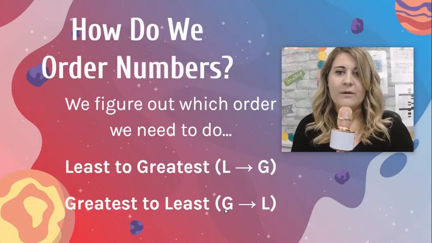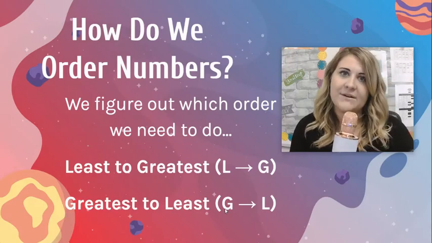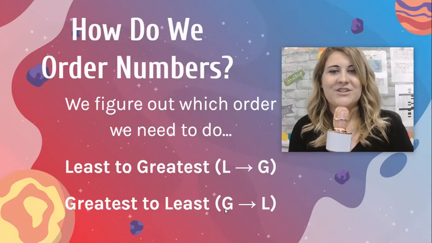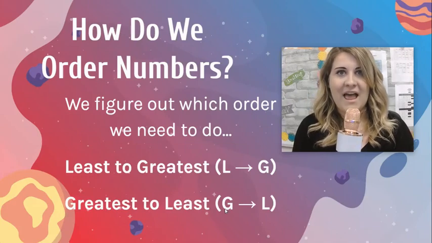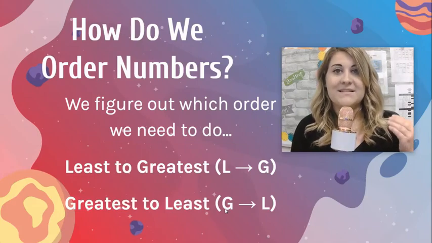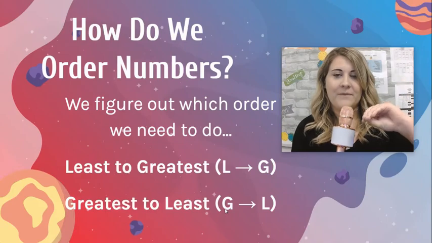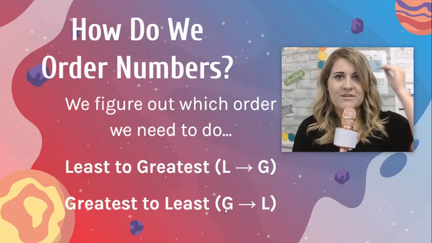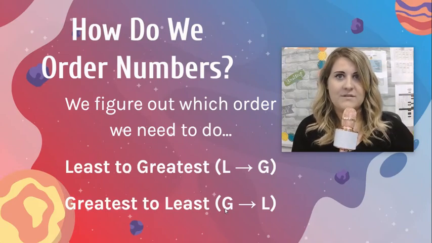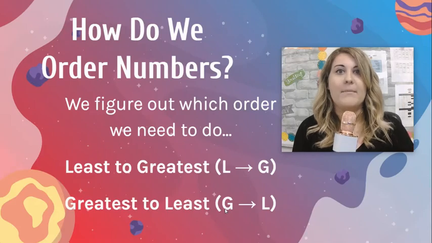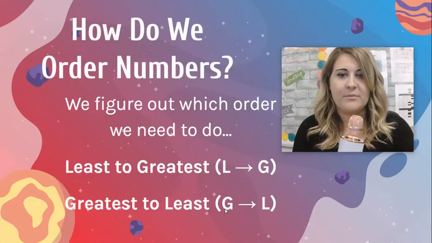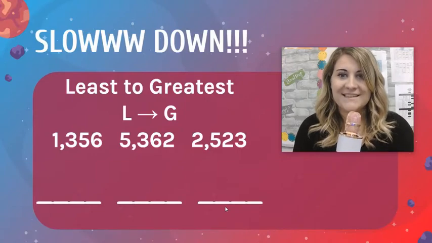L. So I would encourage you in a minute when we are practicing ordering numbers to write L to G if we're doing least to greatest or G to L for greatest to least, because when we switch back and forth, that sometimes is hard for our brain to remember what we were doing. So I like to do that to help my brain remember what order I'm trying to put those numbers in, okay? So let's start least to greatest.